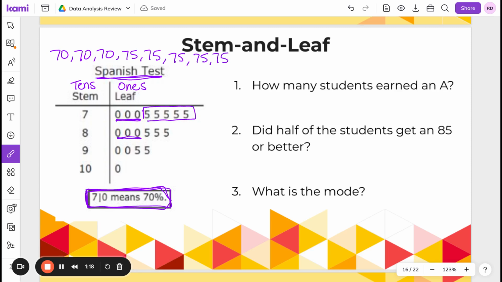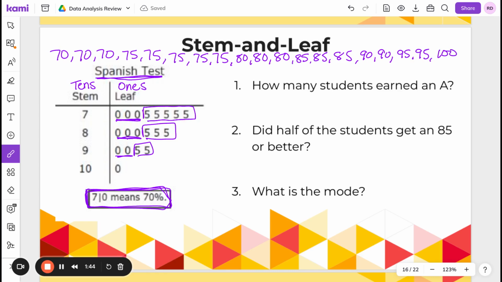Then we have these 3 zeros. These zeros go with that 8. So 80, 80, 80. Then 3 more 5s. So 85, 85, 85. 2 zeros there. Those now go with 9. So 90, 90. 95, 95. And the highest score was a 100. Okay, so all these do look pretty good for test grades.